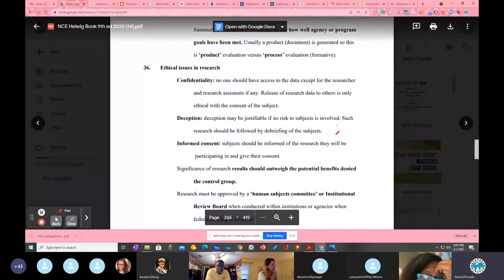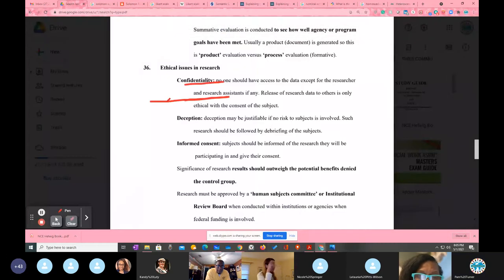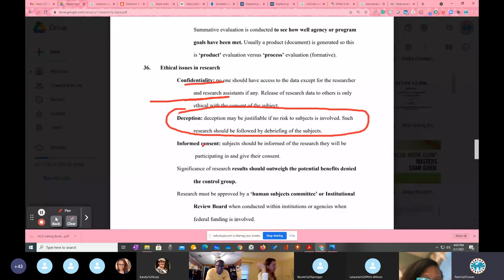Let's see, a couple of these things you'll see on there also. You know in research you can lie? I know, believe it or not. Deception may be justifiable if there's no risk to the subjects. Duh, when you have the COVID vaccine and you run the trial, you didn't know if you were getting the placebo or the real pill, right? That's okay. That's deception. It's okay, as long as no one's hurt, and usually at the end, there's some debriefing, I tell you what you really got. So that is almost always on Pocket Prep, right? Yes, you can lie to them.